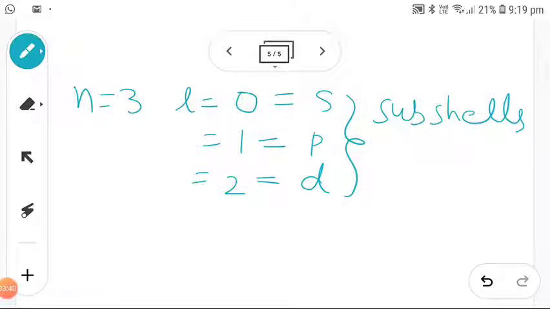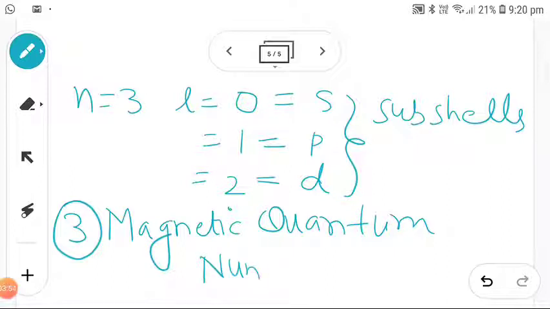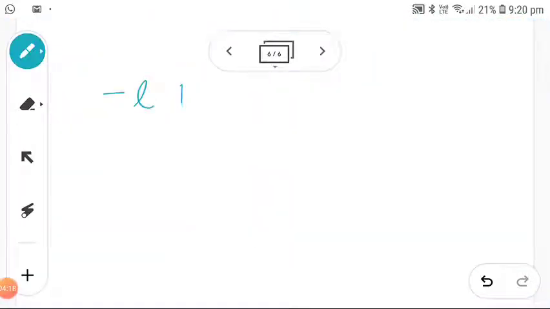Now proceeding like this, the third quantum number is the magnetic quantum number. It is designated as m with subscript small l, because its value depends on l. I repeat, its value depends on l. Now how does its value range? Its value ranges from minus l to 0 to plus l. How? Please look over here.